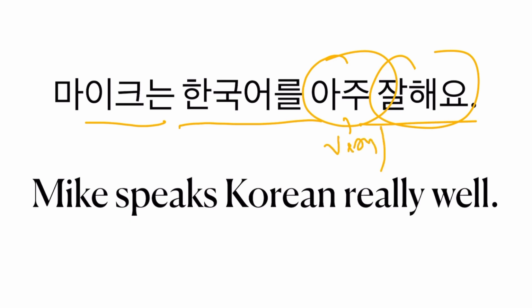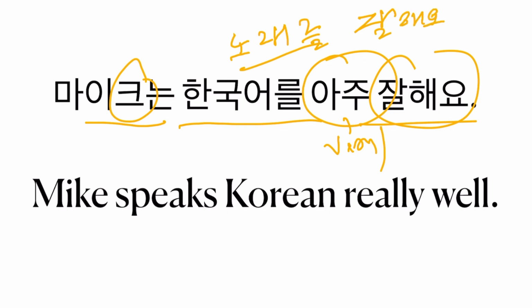So for example, if someone sings really well, then how will you say that? Someone, let's say Mike. 마이크는 노래를, 노래 is song. So 노래를 잘해요. Someone cooks really well. Cooking is 요리. 요리를 잘해요.